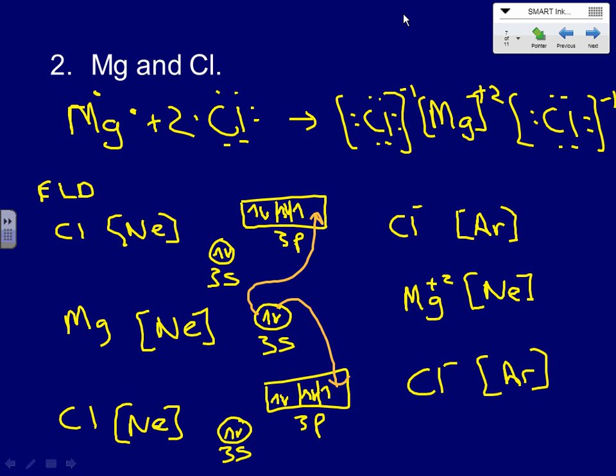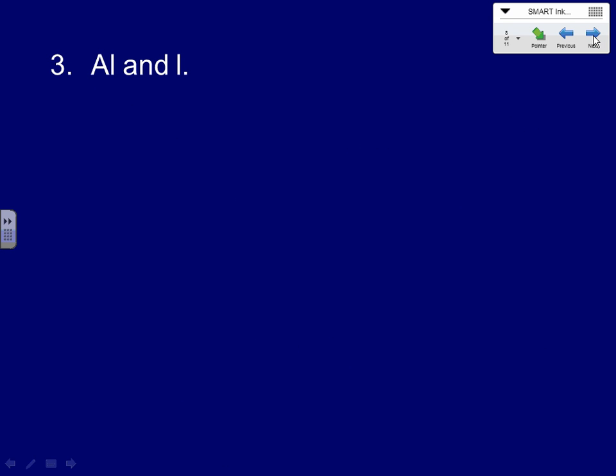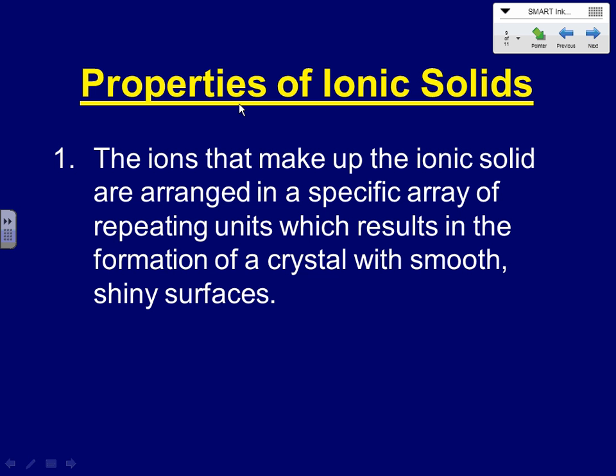Okay? I think we get the idea here, so I'm not going to drag it out anymore. I was going to do another example, aluminum and iodine. Oh, I'm going to need 3 iodines for the aluminum because aluminum has 3 electrons. I'm not doing that. Let's talk about properties of ionic solids.